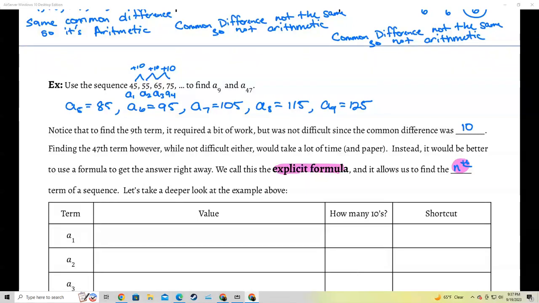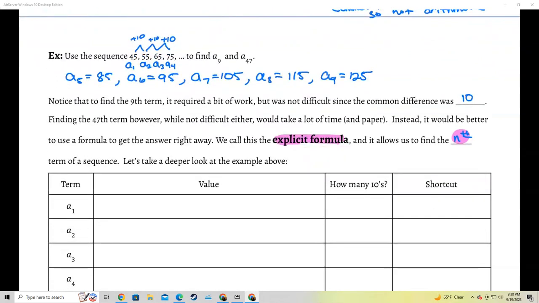So how are we going to do that? Well, let's take a deeper look at the example above. Let's take a look at how we're getting each term, and then we're going to write like a shortcut on how we wrote it. It's not going to make sense at first. It's not going to look like much of a shortcut, but once we get down to the later terms, you're going to see exactly what I'm talking about, okay? So as far as the first term is concerned, the first term was just 85. How many tens did we add? We added none. So as far as the shortcut is concerned, we're just going to write this as 85.